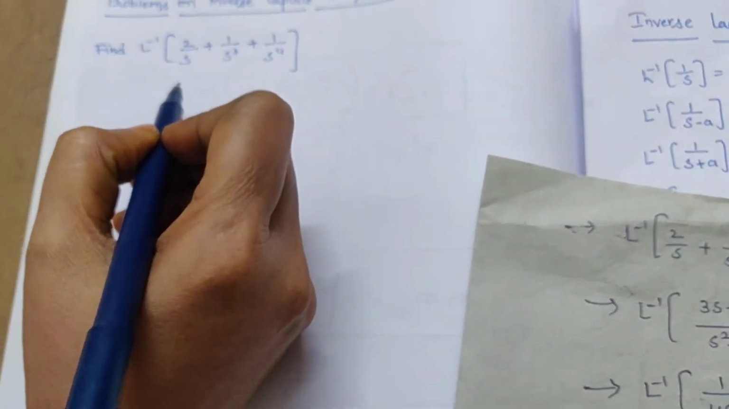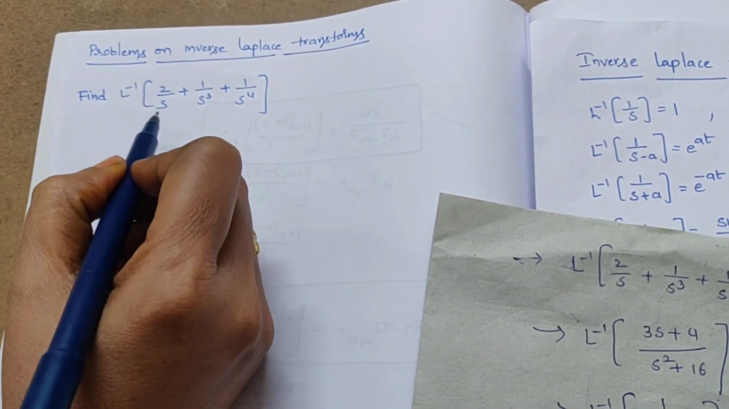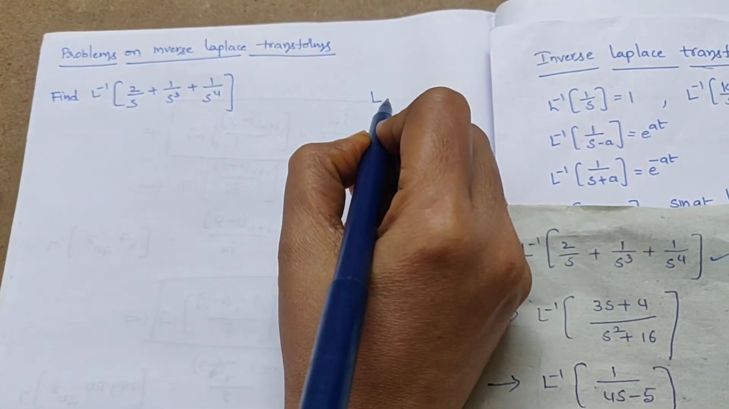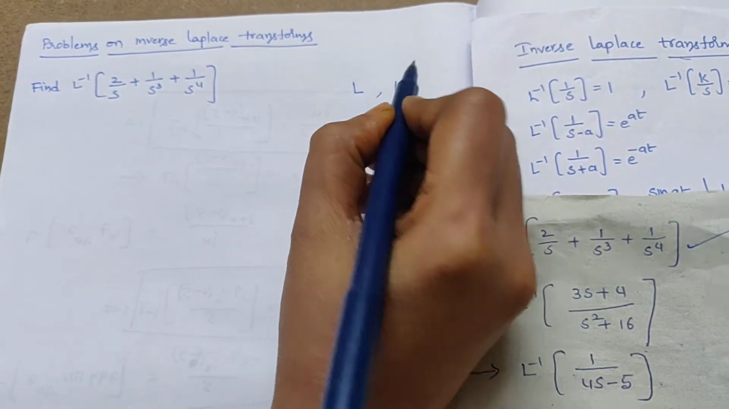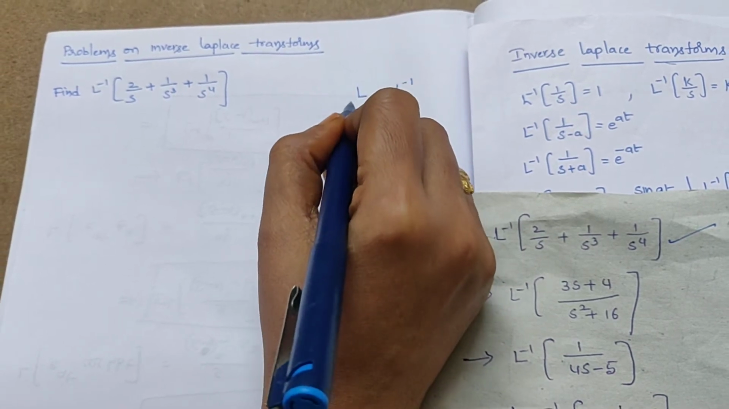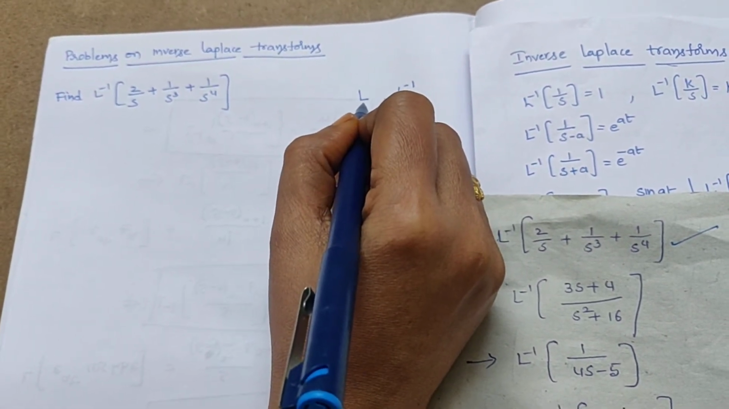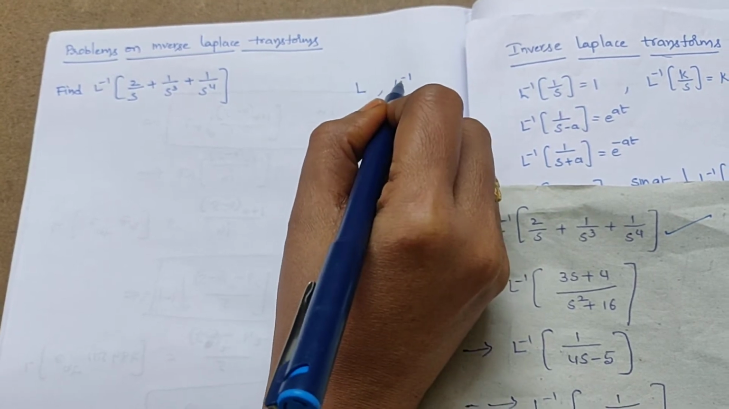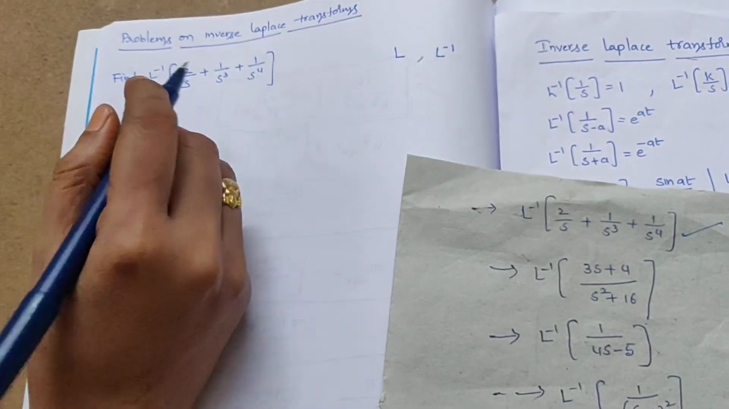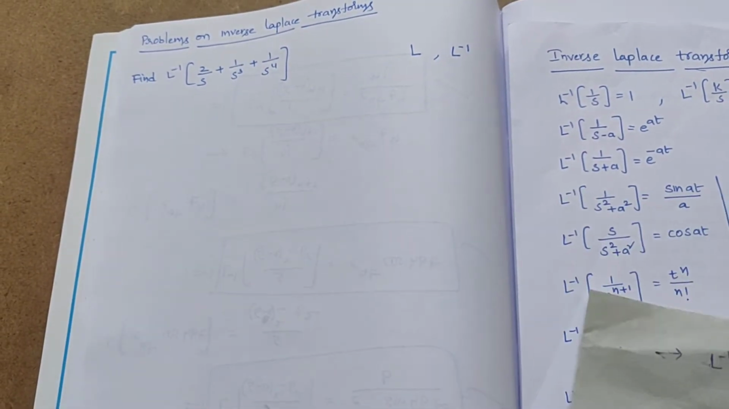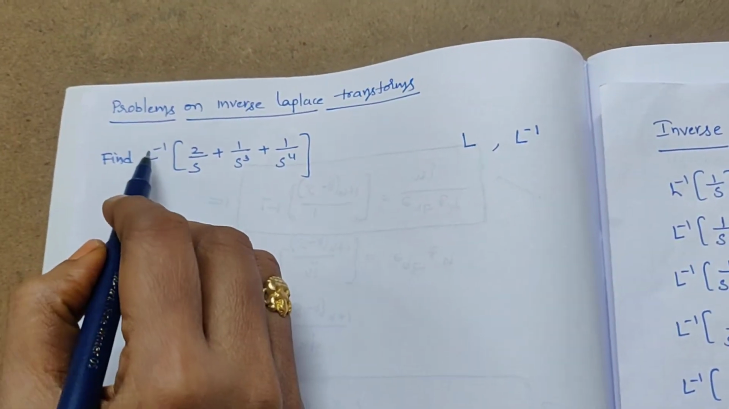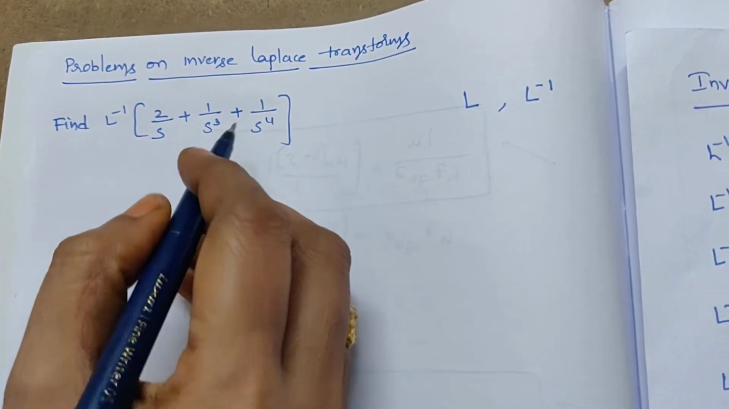L satisfies linear property, so L inverse also satisfies linear property. Here we have two operators, L for the Laplace transform operator, and L inverse, the inverse Laplace transform operator. Whatever we studied in the previous sessions on properties of Laplace transforms, the same holds for L inverse also. So as L satisfies linear property, L inverse also satisfies linear property. So we apply L inverse to each and every term.